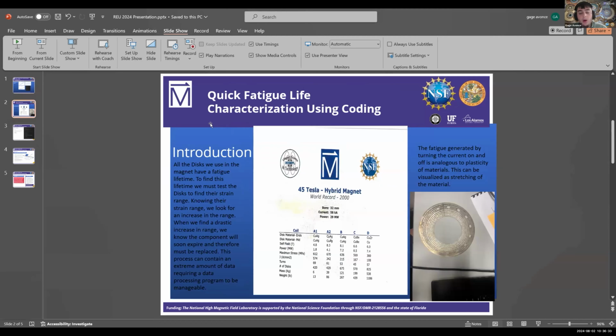So all the disks that we use for our resistive magnets have a fatigue lifetime. To find this lifetime, we must test the disks to find their strain range. Once we know their strain range, we look for an increase in the range out of your normal increase. And when we find that drastic increase in range, we know that tells us when the component will expire and therefore must be replaced.